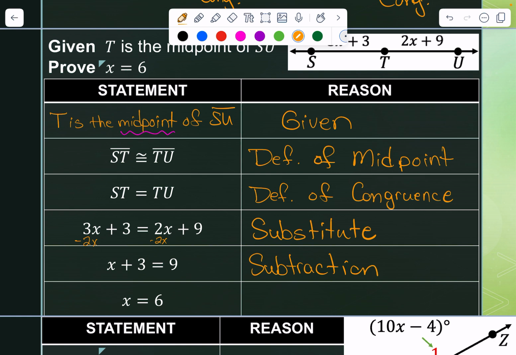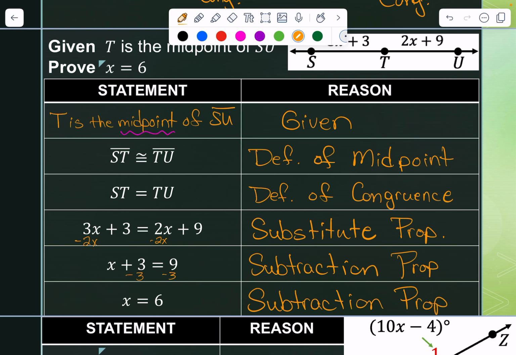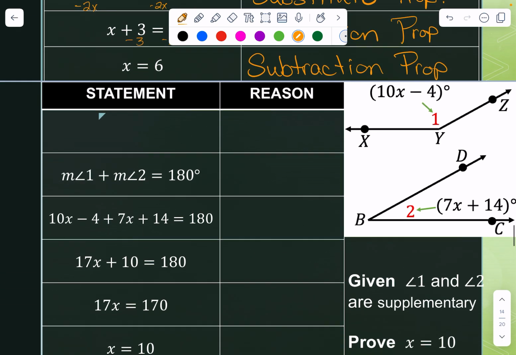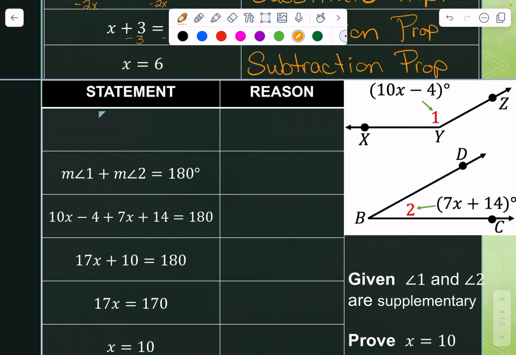Here, if you notice, they subtracted the 2x from both sides. So that is subtraction. And again, we're going to subtract the 3, and that is the subtraction property as well. And that is how that all falls into that proof. Let's try another one here. So here, we're going to start with the given.